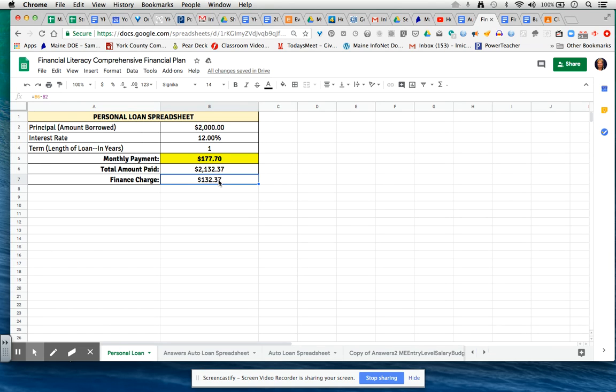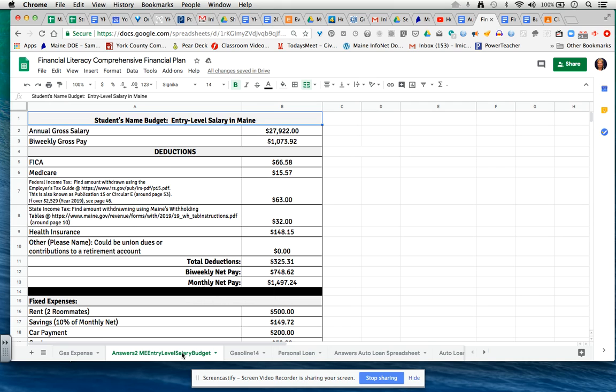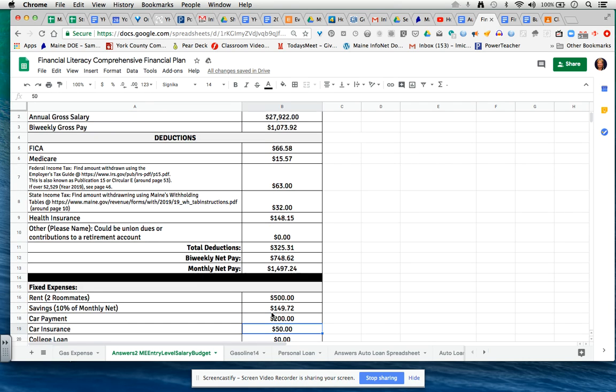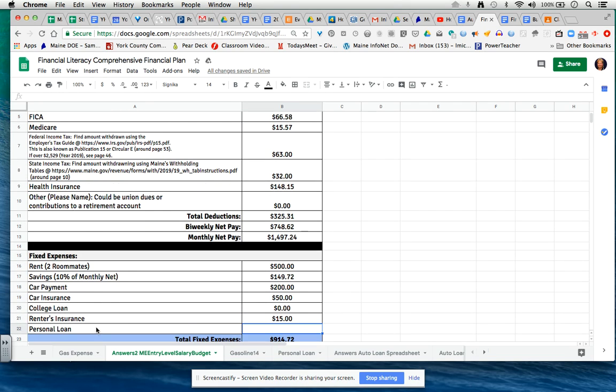Okay. So what we also need to do is link the amount of your monthly payment to your career budget. So this is located in cell B5. You got to remember that. So we're going to go to your career budget. Let's see if I can find that. Let's just assume this right here is the career budget. So we're going to find your personal loan, and we're going to type it in here.